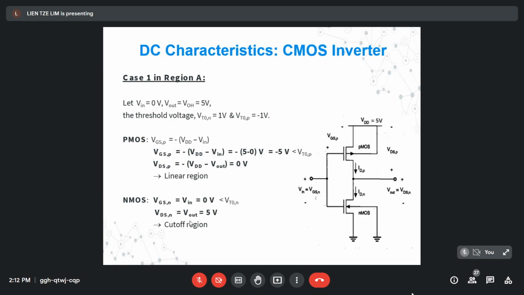For the CMOS inverter, there are also three operating modes. As you remember, they are cutoff, linear, and saturation. There are different conditions at the output that will cause different operating modes of the transistor. In case one, the input is 0, which means the input is low, and then V out is high.